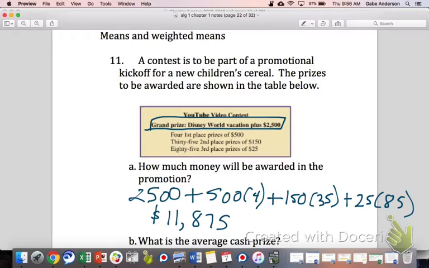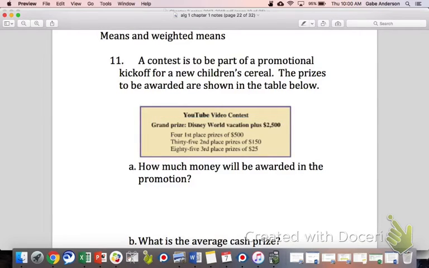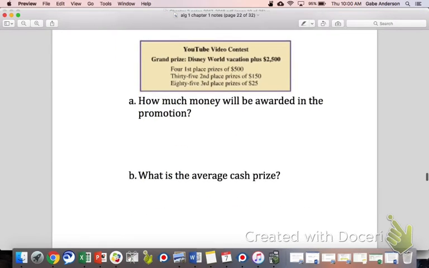Because there's a lot of second place prizes and a lot of third place prizes, so on and so forth. Okay, so let's remember that $11,875. Look now carefully with me at question B. Question B says, what is the average cash prize? So that word average, have you guys seen this before where there's a synonym for average, and that synonym is mean? So the word mean does mean average.